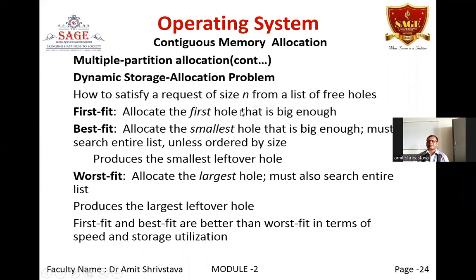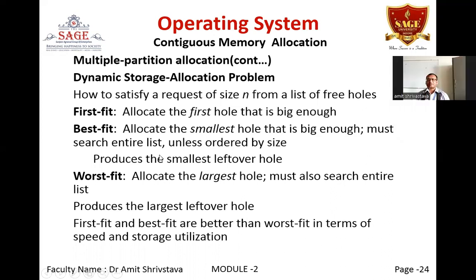It means if the process size is, let us say, 10 KB and the hole size is 15 KB, it is large enough to hold that process. So we will allocate that 10 KB from this 15 KB. Okay. Best fit means to allocate the smallest hole that is big enough, and it must search the entire list unless ordered by size. Because we want to find that hole which is large enough to accommodate the process, but it should be the smallest hole also.